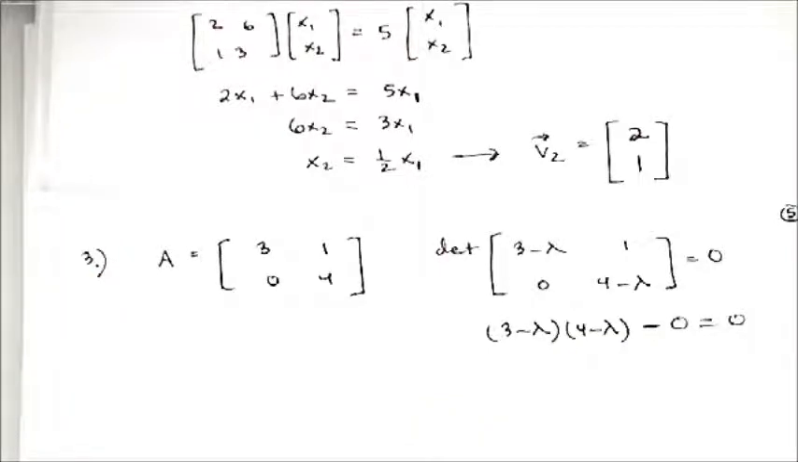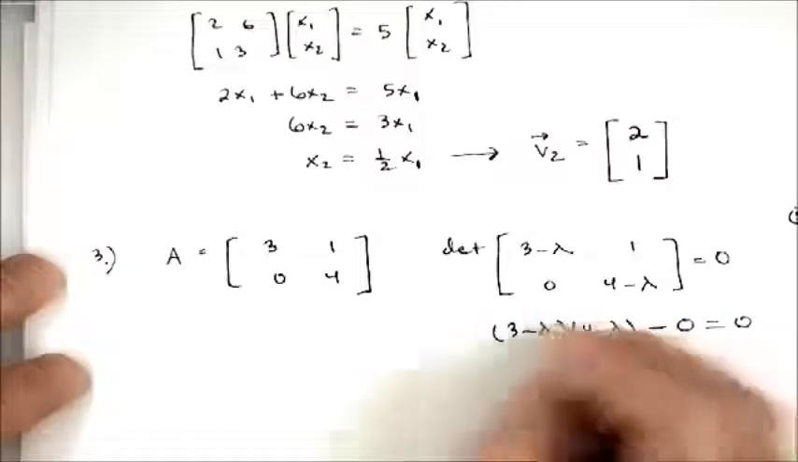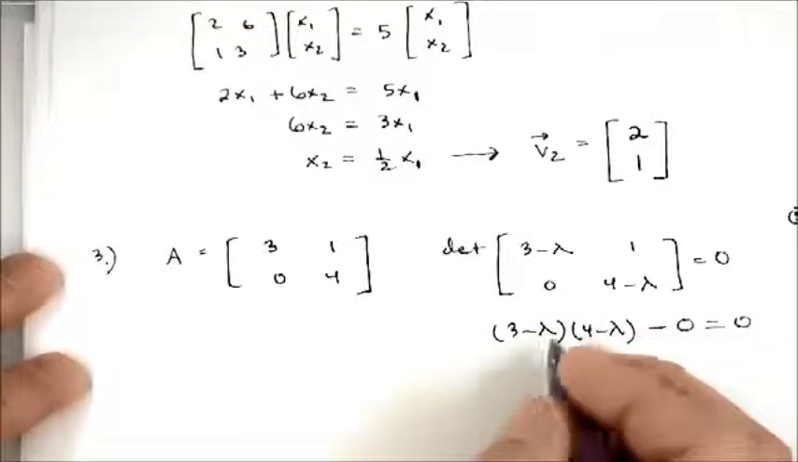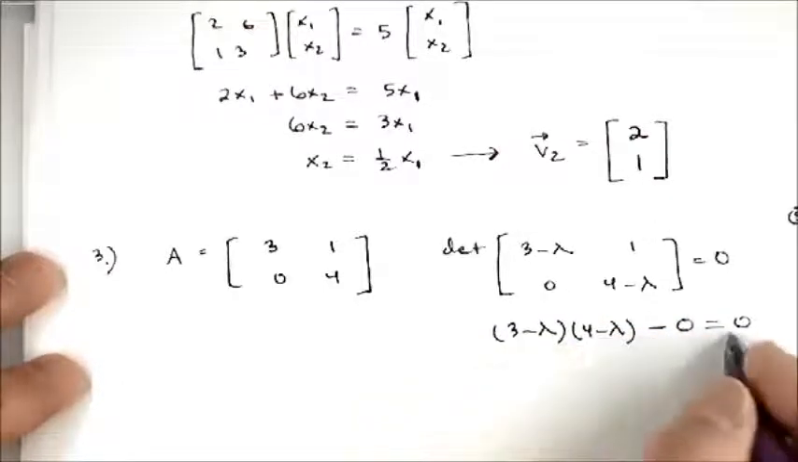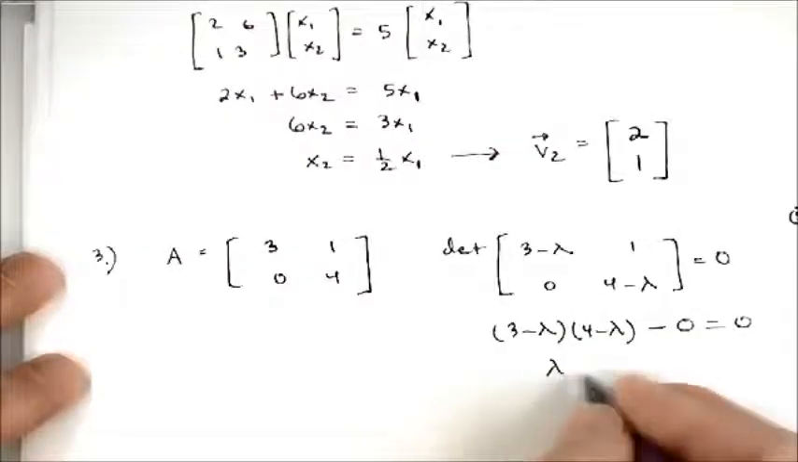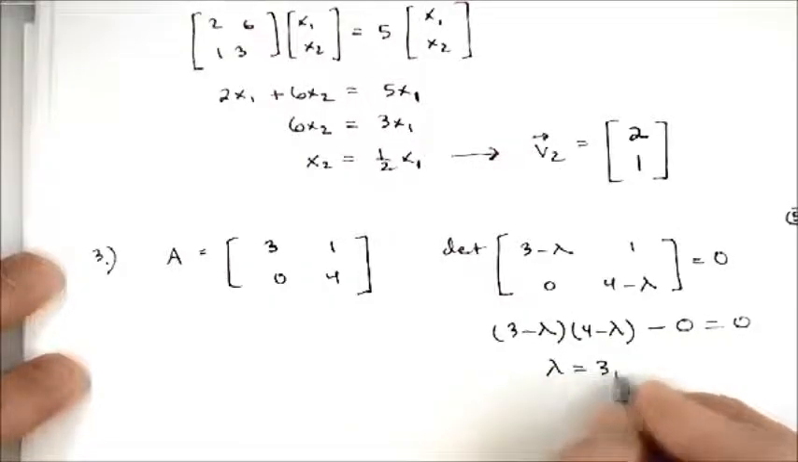And so if you think about it, unlike the last ones, there's no need to FOIL this out. It's all ready to go, right? If 3 minus lambda times 4 minus lambda equals 0, I can quickly spot my lambdas. My lambdas are going to be 3 and 4.